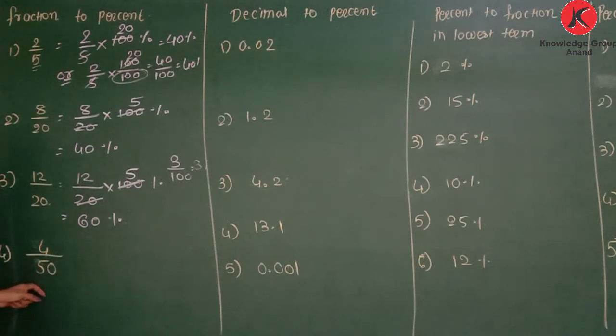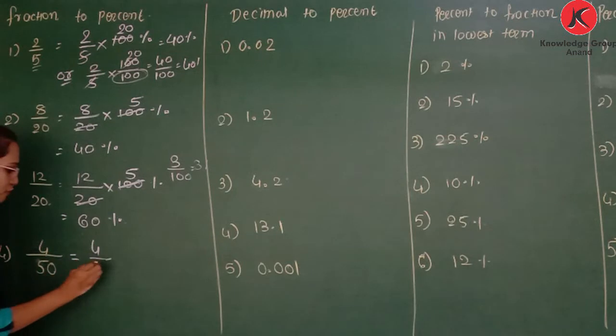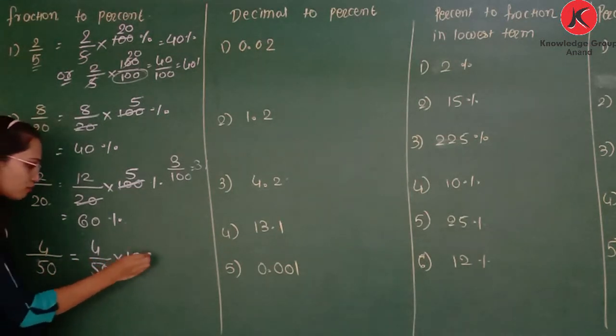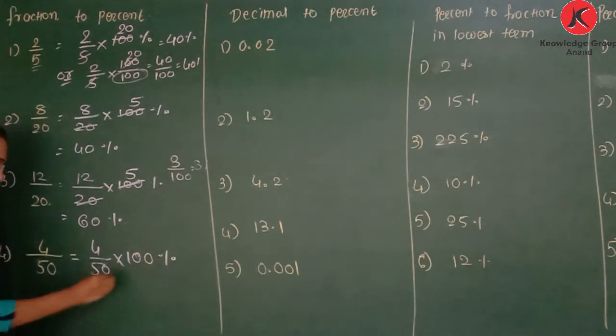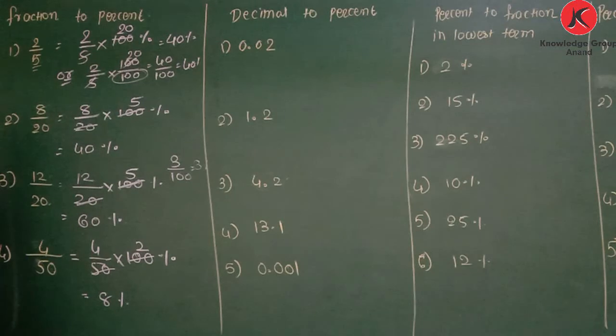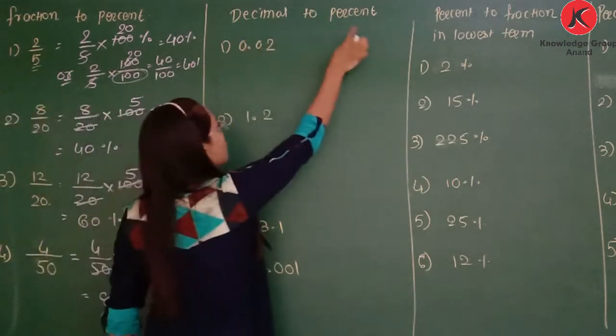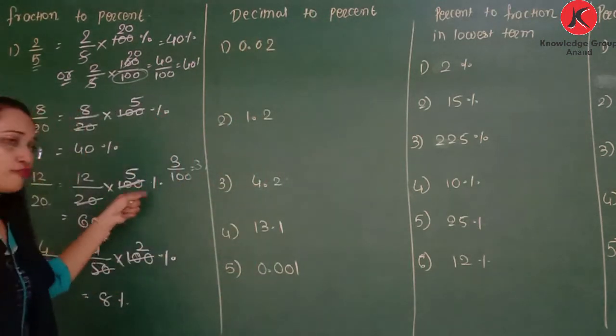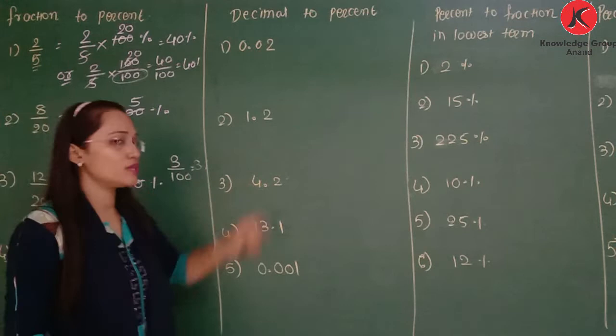4 by 50. Here we can write 4 by 50 multiplied by 100%. 50 twos are 100. Now it is 8%. So 4 by 50 represents 8%. So this is the conversion of fraction to percentage. Now decimal to percentage. So what we learned was fraction to percentage, and now decimal to percentage.